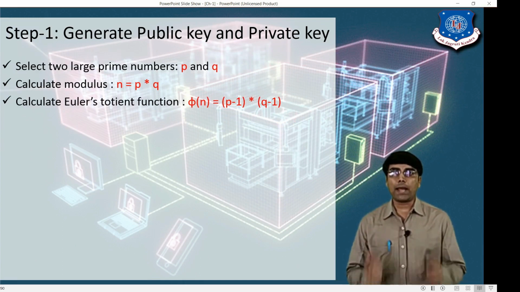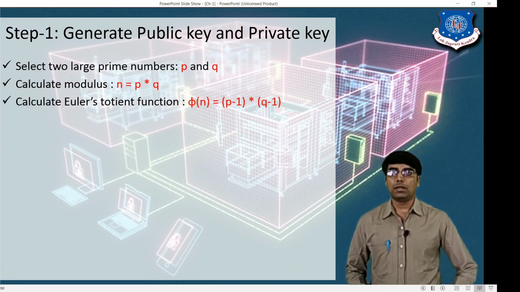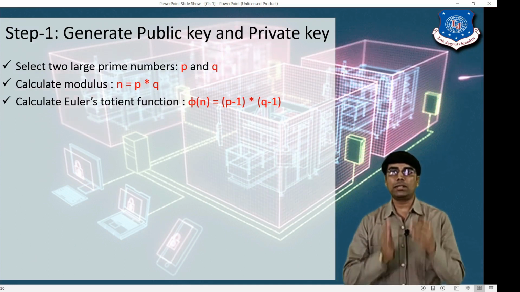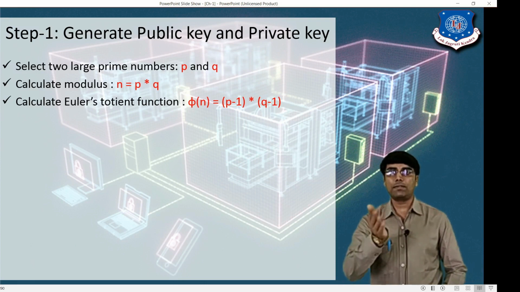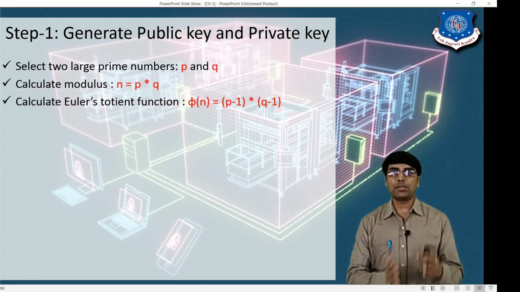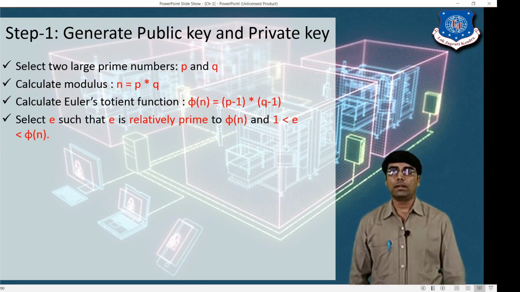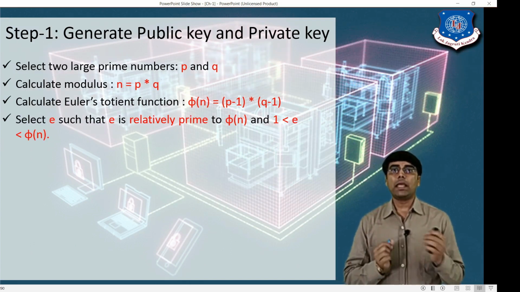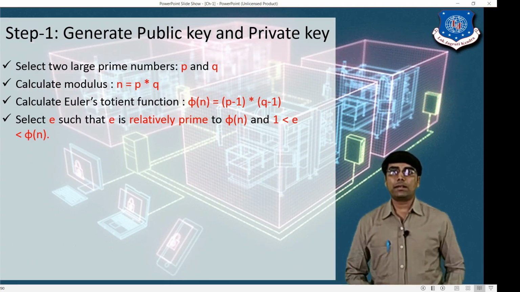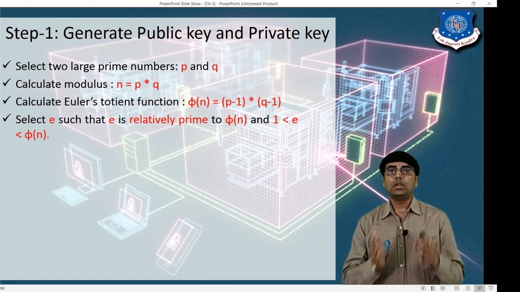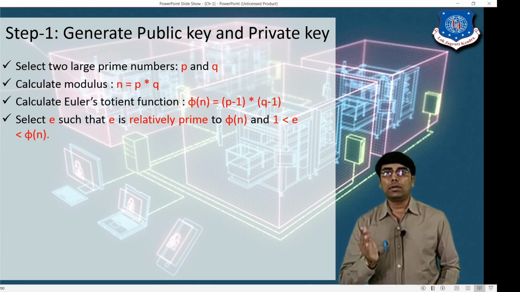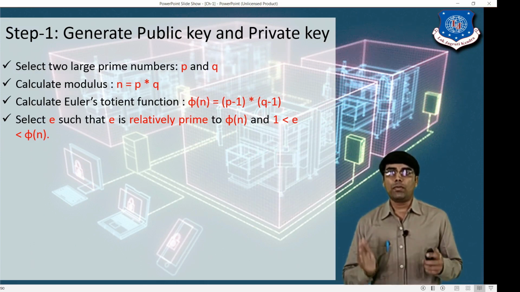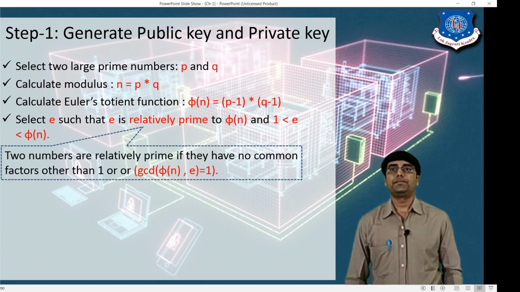The third step is to calculate Euler's totient function. We have seen in the previous session how to calculate Euler's totient function. There is one formula: phi of n equals P minus 1 multiplied by Q minus 1. Now the next step, select E. E means encryption. E is such that E is relatively prime to phi of n, and E should be between 1 and phi of n.